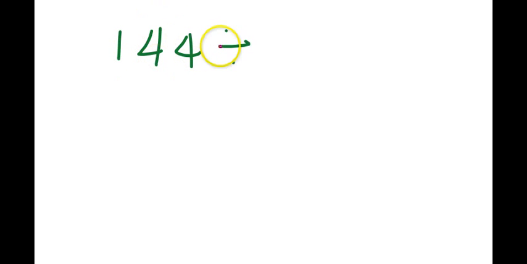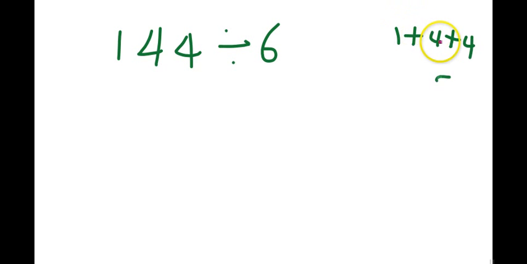Let's say I have 144 and I want to divide this 144 by 6. Again, I want to check whether the dividend is divisible by 6. I know that it's an even number, so it can be divided by 2. Then 1 plus 4 plus 4 will give you 9, and 9 is a multiple of 3. That means 144 is divisible by 6.